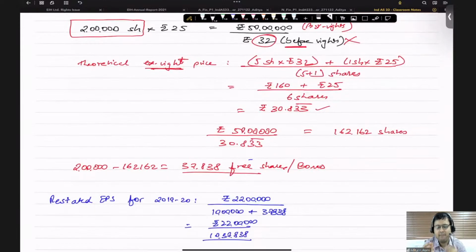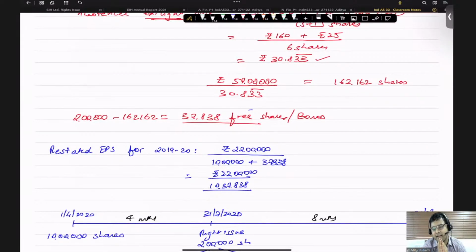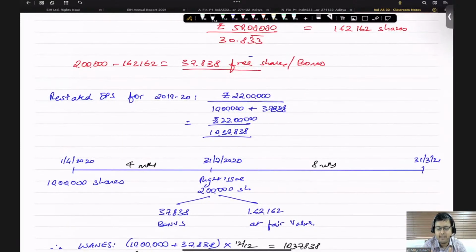That means I will restate the previous year's EPS. No adjustment in numerator. I will divide it by 10 lakhs existing shares plus 37,838. So that comes to 10,37,838. And current year's EPS, we will have to calculate what the rule tells us.